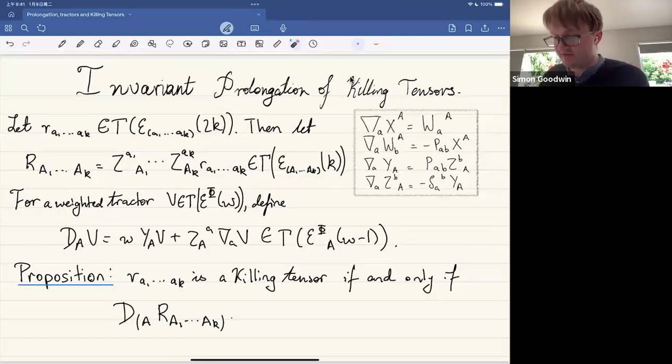Okay, great. Now we've put our R into tractor land. Now what can we do with it? Well, we have this thing called the Thomas D, which in the projective case acts a lot like a connection, really. On tractors, it satisfies Leibniz, and here it decreases the weight of tractors by 1.